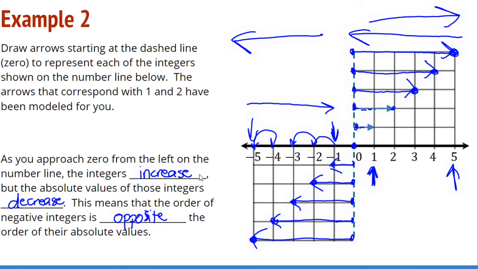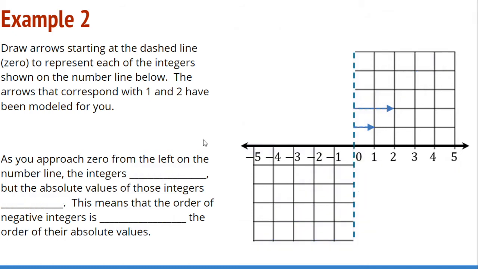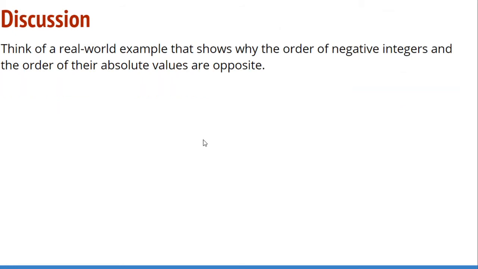So looking at this picture helps us see that, yes, as we come this way, the numbers get greater, but their absolute values are decreasing the closer we get to 0. So think of a real-world example that shows why the order of negative numbers and the order of their absolute values are opposite. Pause and think about that for a moment. Can you think of a real-life example that would go along with this?